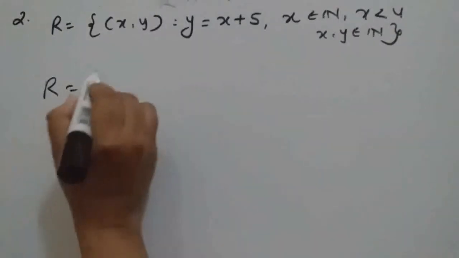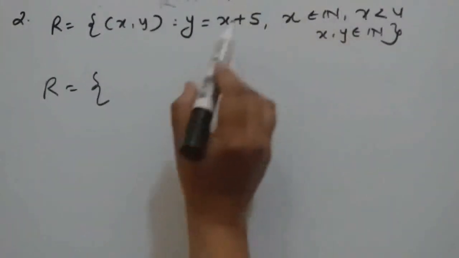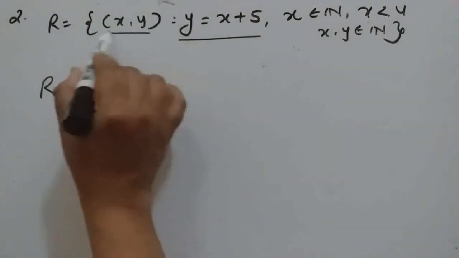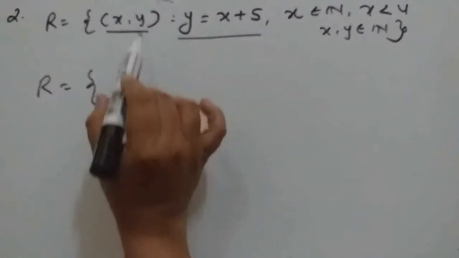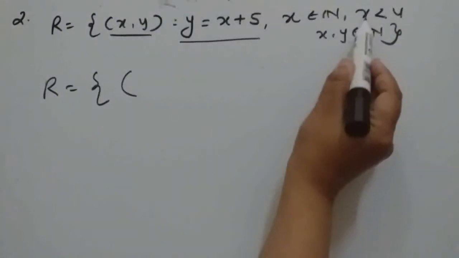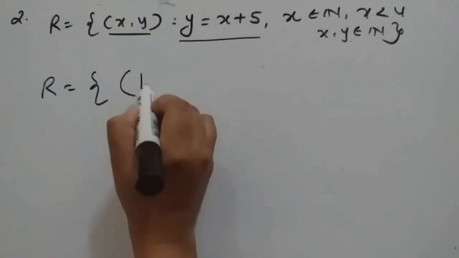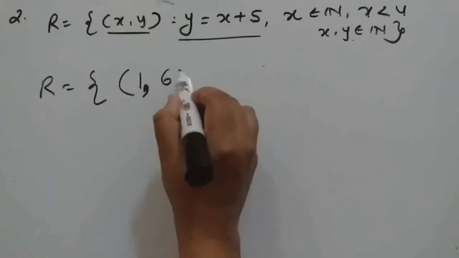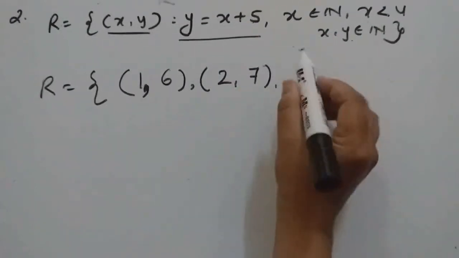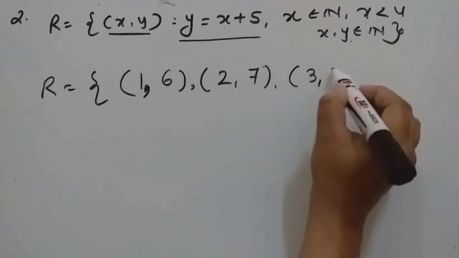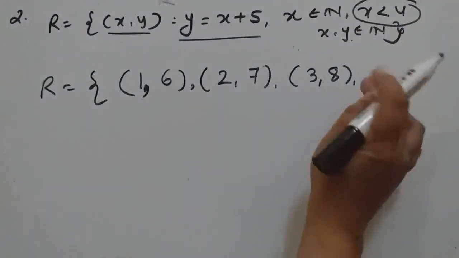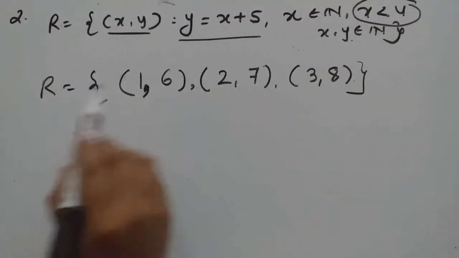So what we will do here, we will put the x value in this relation to get the y value. It is of the form x comma y, which means the x value should come first, then the y value. If x belongs to natural numbers, it will start from 1, isn't it? So suppose x is 1, so y will be 1 plus 5, 6. Then x is 2, so y will be 7. Then x is 3, so y will be 8. X equal to 4 won't come because the condition is x is less than 4. So these are the 3 elements in set R.